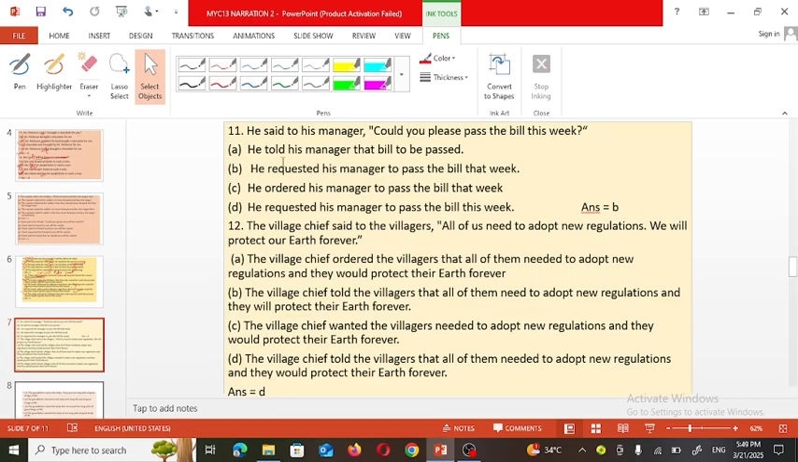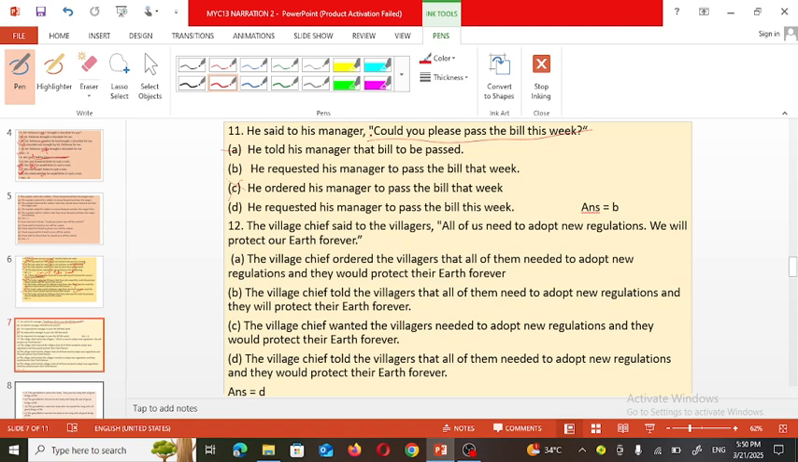Now let's see the next example. He said to the manager, could you please pass the bill this week? So this is a request made by him to his manager. So he requested his manager. He ordered won't be there. He told, no. He requested, these two options we need to consider. He requested his manager. Now this is a request.